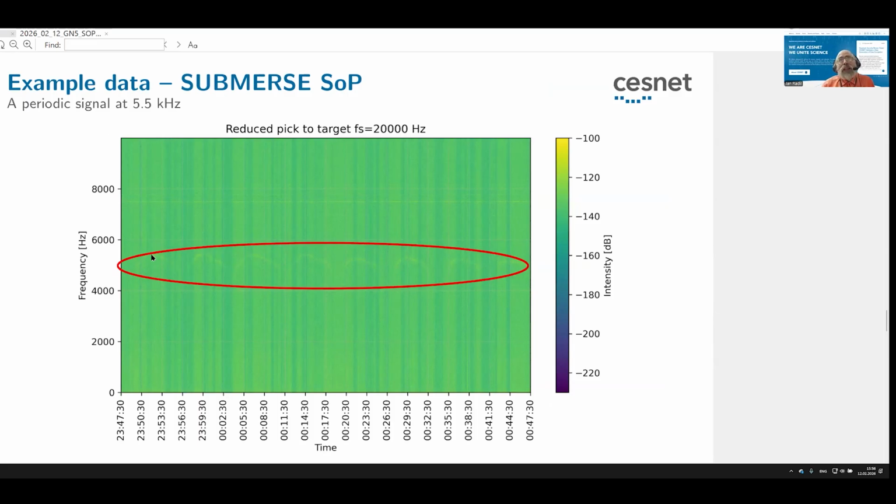I don't know if you can see it, but there is some sort of wave at 5.5 kilohertz. Also here is something at 7.5 kilohertz. Again, I have no idea what's going on. Perhaps this is a problem with the data, but you can see this sort of sinus wave. Again, we have data, but it's very difficult to tell what's going on.